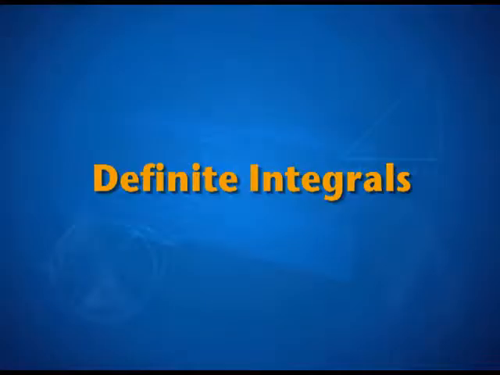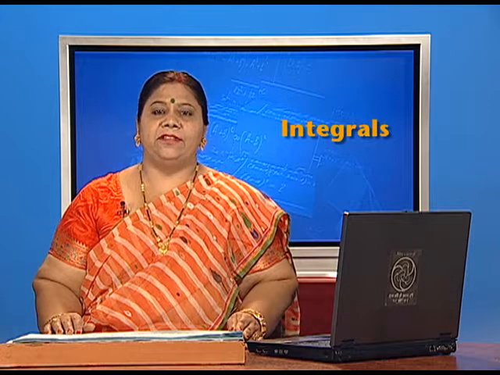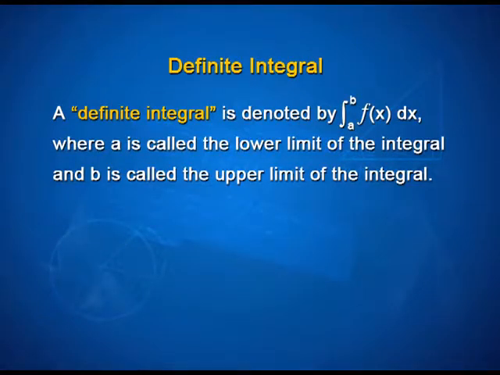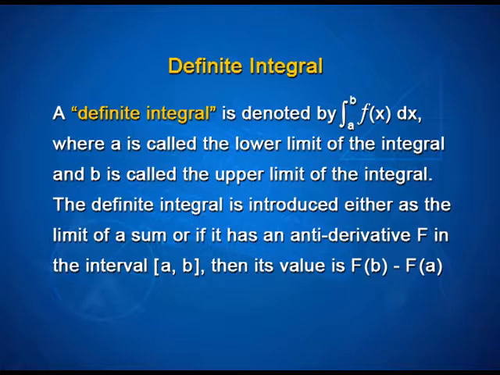Now let us study definite integrals. In the previous sessions, we have studied the indefinite integral and discussed a few methods of finding them, including integrals of some special functions. In this session, we shall study what is called the definite integral of a function. The definite integral has a unique value. A definite integral is denoted by the integral from a to b of f of x dx, where a is called the lower limit of the integral and b is called the upper limit of the integral. The definite integral is introduced either as the limit of a sum or, if it has an antiderivative F in the interval [a, b], then its value is F of b minus F of a.